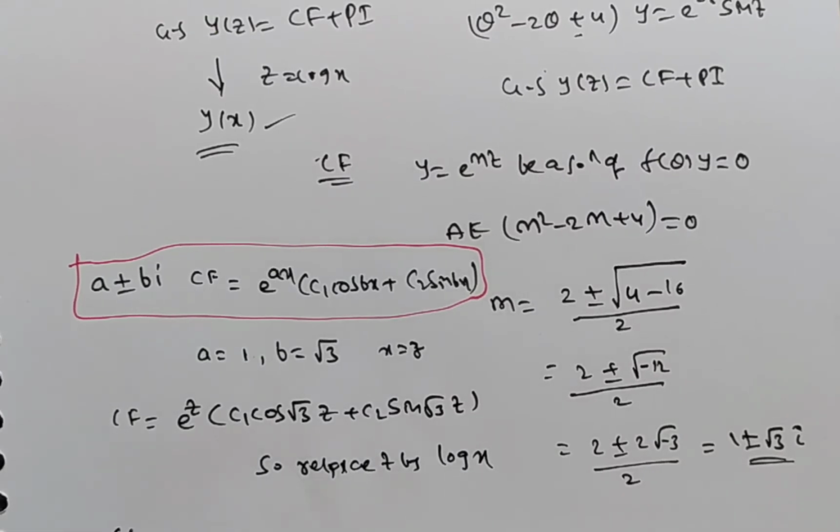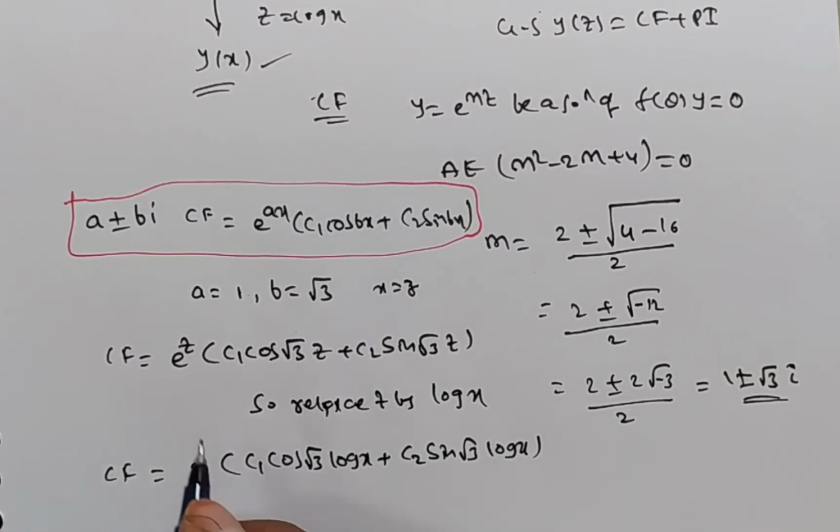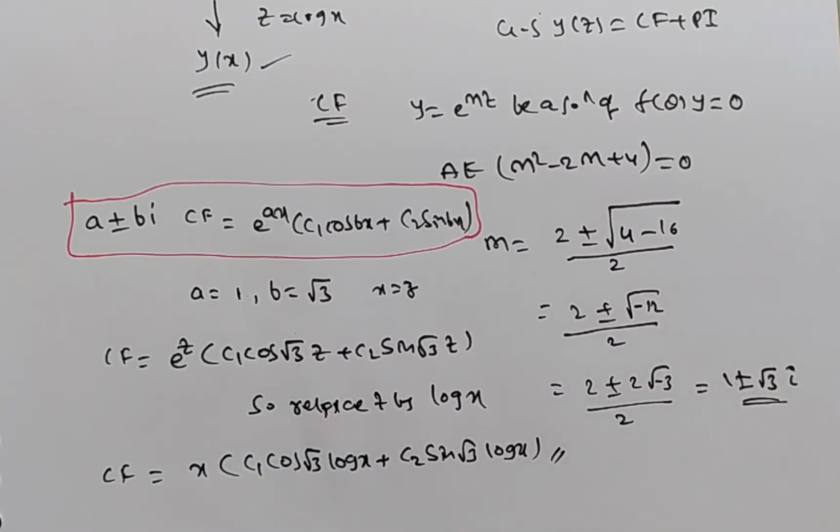Then you will have the complementary function. If you replace z by log x, then e power z is equal to x, into c1 cos root 3 into log x plus c2 sin root 3 into log x. That's it. So once again you see, e power z I can write as x, and c1 cos root 3 into log x plus c2 sin root 3 into log x. That's it. This is the complementary function.